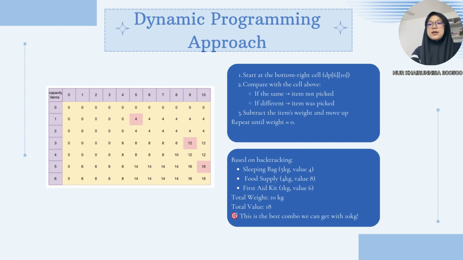Based on backchecking, the item that we choose is sleeping bag, which is 5 kg and the value is 4. Next, food supply, 4 kg and the value is 8. And last, first aid kit, 1 kg and the value is 6. The total weight becomes 10 kg and total value is 18. This is the best combo we can get with 10 kg.